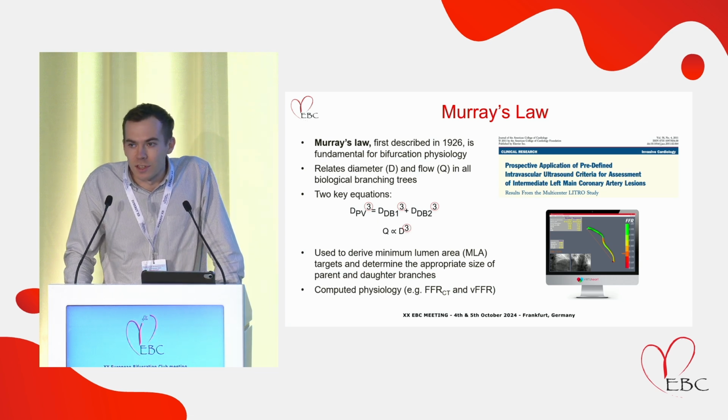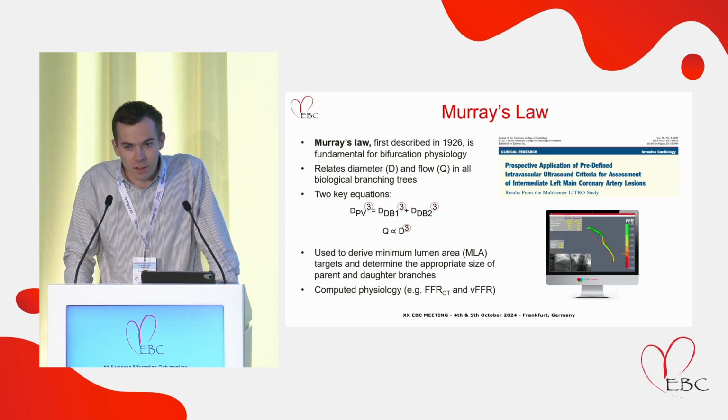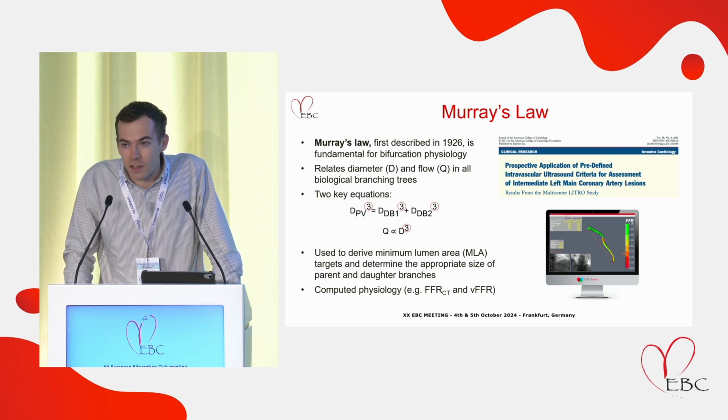I'm not going to go into too much detail about the physics underlying Murray's law, but there are two key equations that are important for what I'm talking about today. The first one relates the diameter of parent and daughter vessels around a bifurcation, and the second describes flow splitting between the branches. And it's important that these are all related via a cubed exponent, so a power term of 3. And why do we care about Murray's law for interventional cardiology? Well, there are a number of reasons. Principally, it's used in bifurcation PCI, and it's used to derive minimum lumen area targets. And Murray's law-derived lumen area targets were validated prospectively in the landmark LITRO study. And Murray's law is also used for computational models of coronary physiology, tools such as FFRCT, which you may use in your practice.